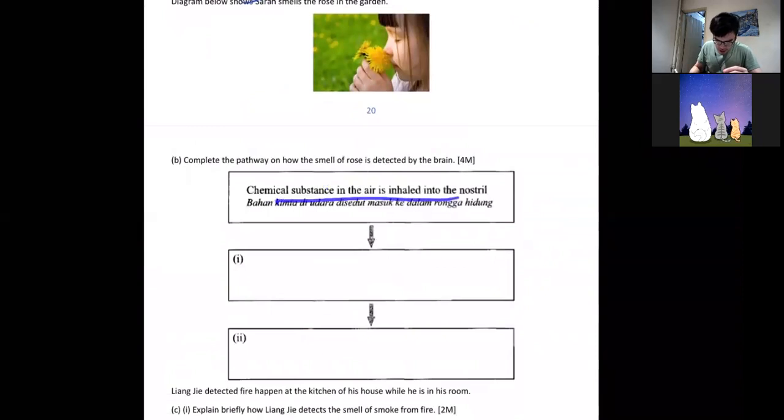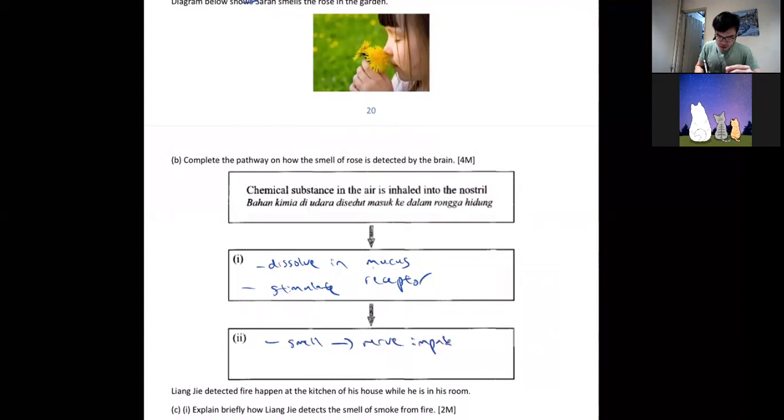Chemical substance in the air is inhaled in the nostril, so she inhales the air. So what happened? It will dissolve in mucus. Okay, larut di dalam mucus. So it will stimulate your receptor, merangsangkan receptor. So what happens next? It will change your smell into nerve impulse. Okay, menghasilkan impulse saraf. So send it to the brain. Okay, hantar ke otak.